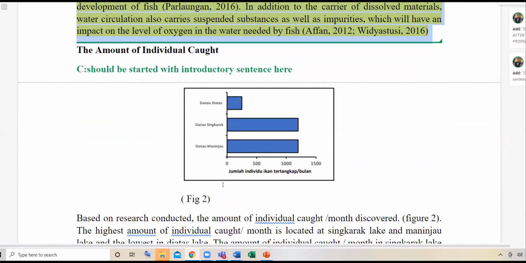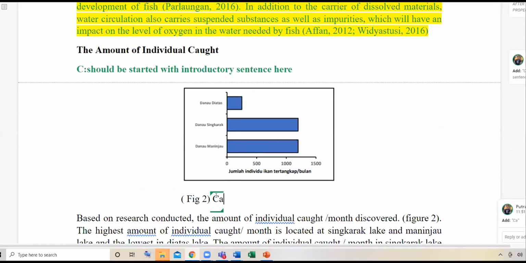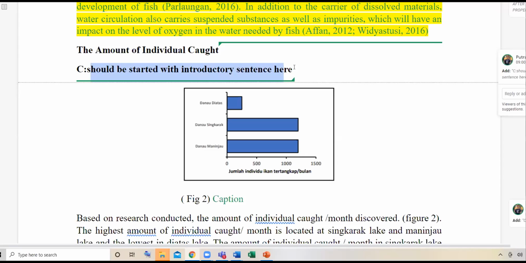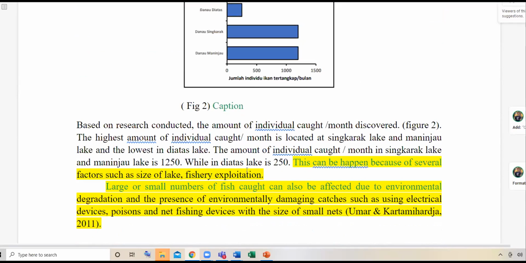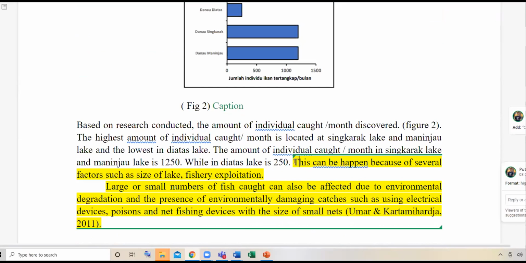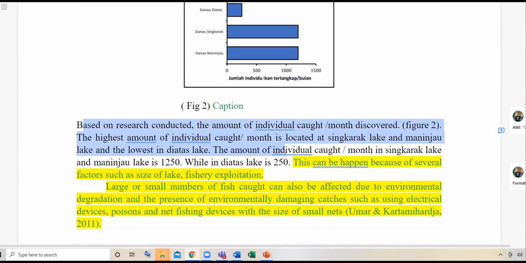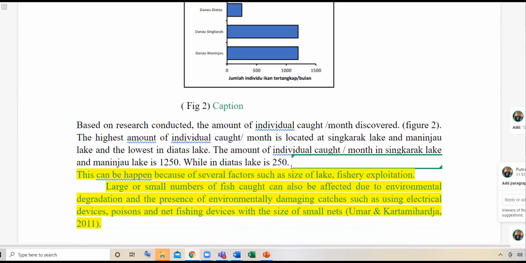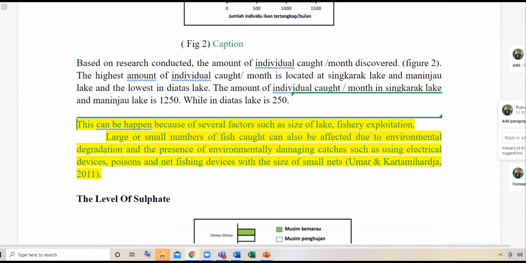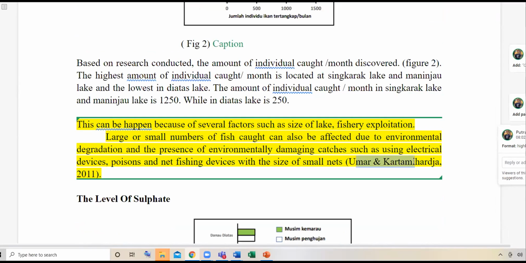So again, with this data, do not forget about the figure captions. Put the figure captions here, and do not put the introduction sentence here, because you will start with the next paragraphs. And then you will explain about the data itself, like these data descriptions. But then again, please move this discussion part, your interpretation, your comparison with the previous research, like this from Umar and Kartami Harja. So this is a part of discussion. So you can move this part into the discussion sections.